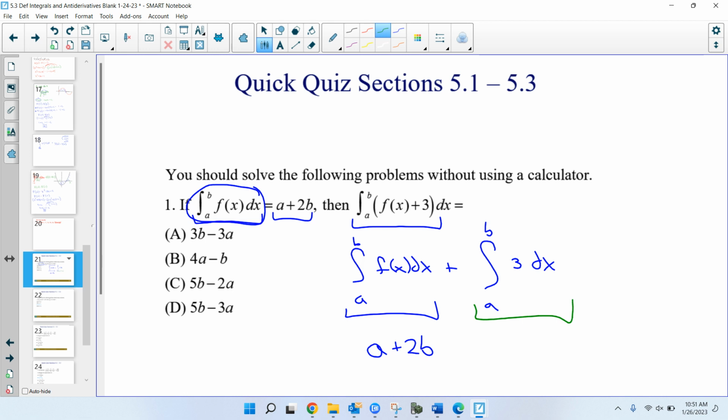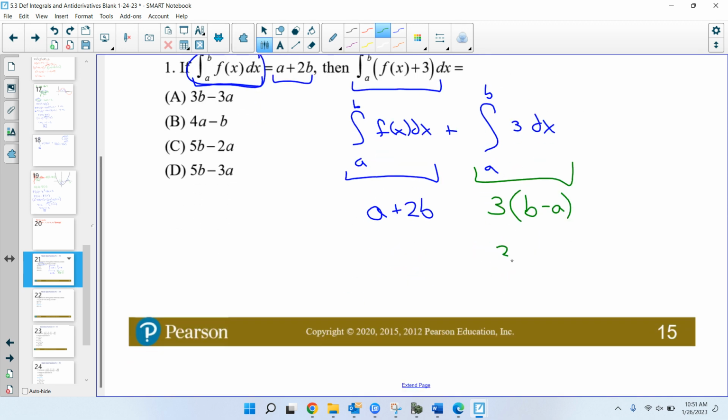Make me proud. 3 times b minus a. Yes, right? Constant 3. It's a rectangle. What's the base? B minus a. What's the height? 3. 3 times b minus a, which is 3b minus 3a. All right, what do we get? Negative 2a plus 5b. See?